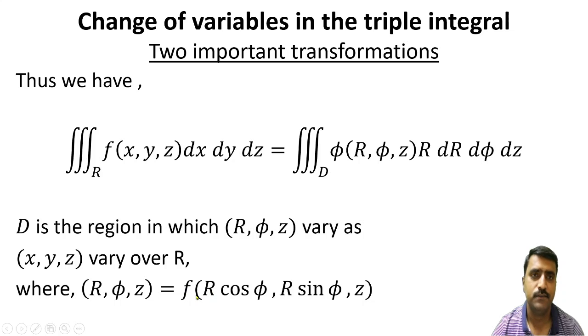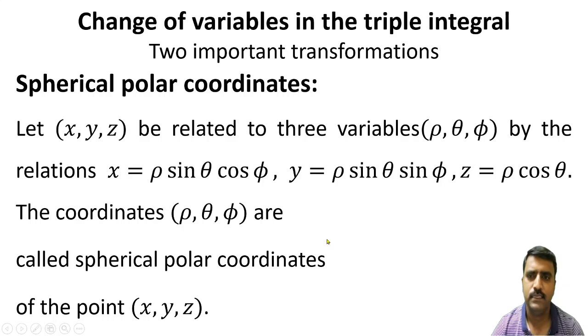So f is a function of x y z. What is x? x is r cos phi, y is r sin phi, and z is the same as z. So r phi z, they are related to. So that function f of x y z can be written like this. Okay. So let us see one more important transformation, spherical polar coordinates.